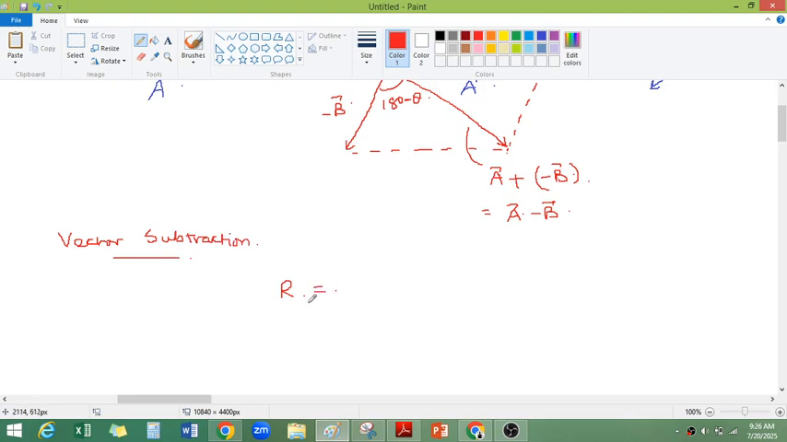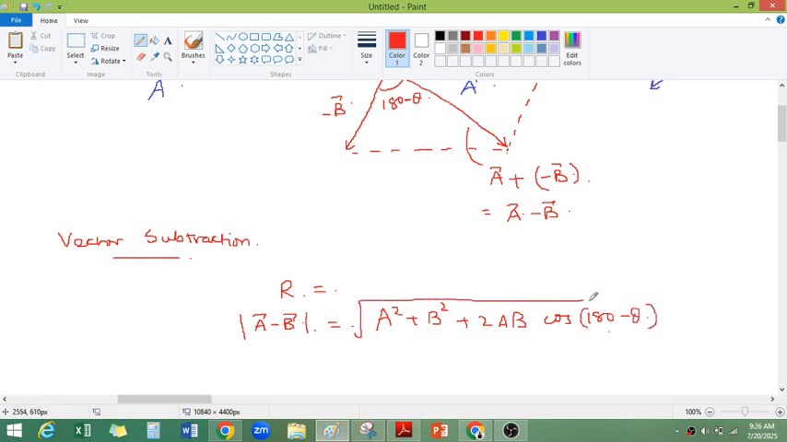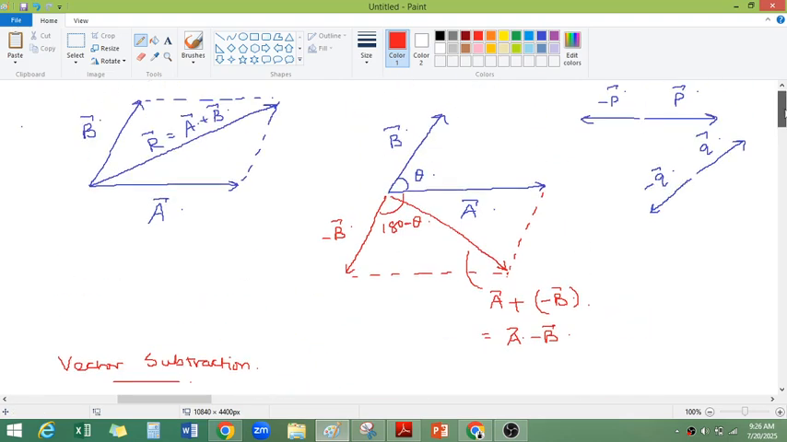Or you can say A vector minus B vector magnitude. So it's A squared plus B squared plus 2AB cos theta. But cos theta, instead of putting theta, I'll put 180 minus theta. Why 180 minus theta? Now we are talking about A minus B, not A plus B. A plus B, cos theta; A minus B, 180 minus theta, because angle between A and minus B is 180 minus theta. And you see this red line, it will be same as this line.